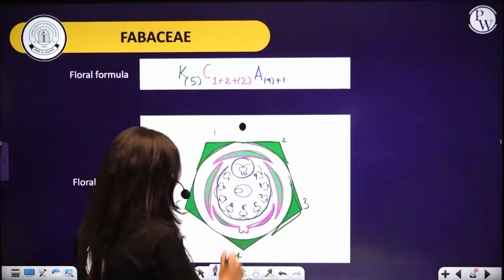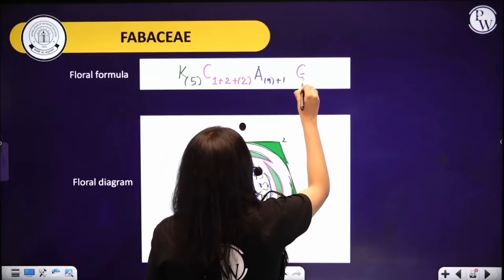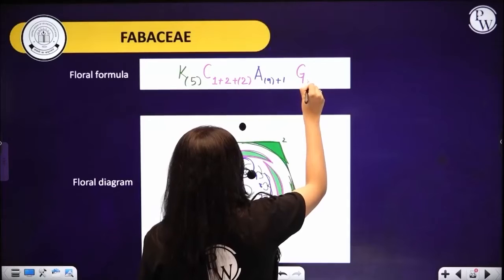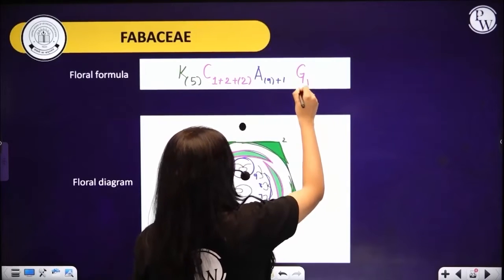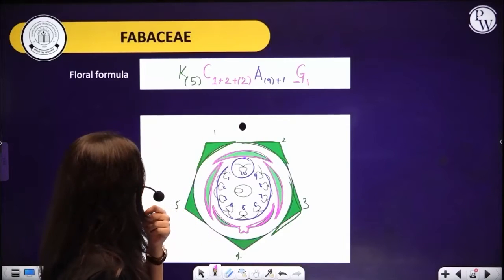Inside that, we have the gynoecium. Gynoecium, it is monocarpellary. So you write 1. There is no question of whether it's fused or not. You see superior ovary, so you put a line below it.